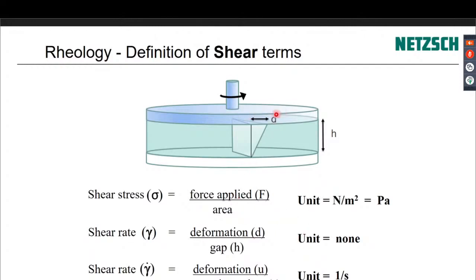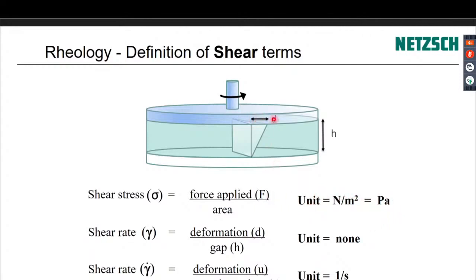Now, the other thing that we would need to quantify is the stress. That's the amount of force applied per unit of area. So if you had a larger plate and you were applying a certain force on it, it would be dissipated across the big area, and so you'd have a lower stress. But if you have a very small plate and apply the same force, then you'd have a high stress. So the force in newtons divided by the area in square meters gives you the unit of pascals.